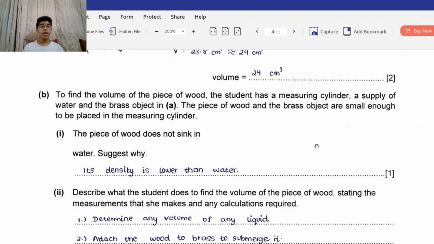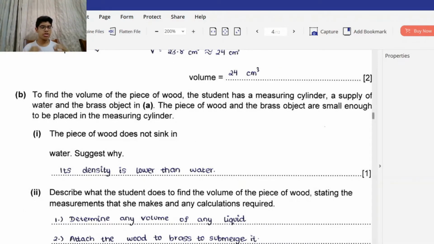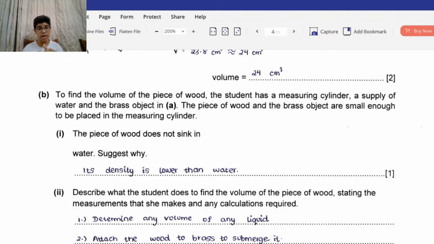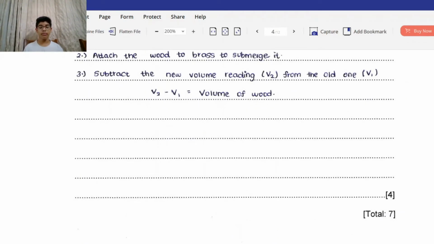Suggest why. You see, if something does not sink, it means that its density is lower. It's not that heavy. It's not as packed. Its molecules aren't as packed closer together to sink. Hence, wood does not sink, which means the density is less than water. Okay?